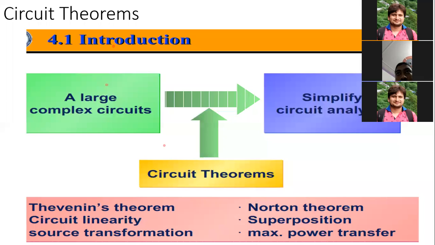All these same concepts can be applied to AC sources also. The concepts will remain the same, but the calculations will change because AC sources will be represented by complex numbers. There we will be using complex numbers to represent all those parameters. So the calculation will be a little bit difficult, but the concepts are going to remain the same.